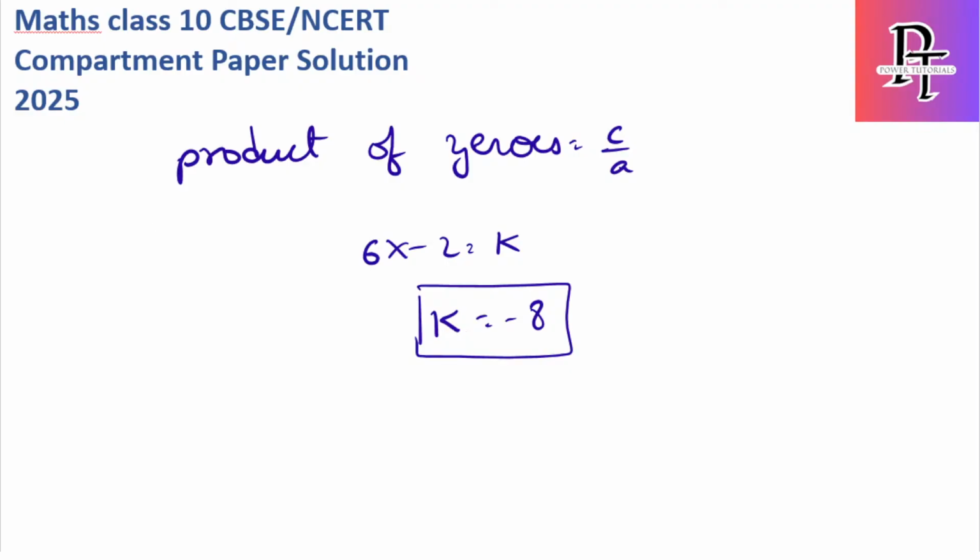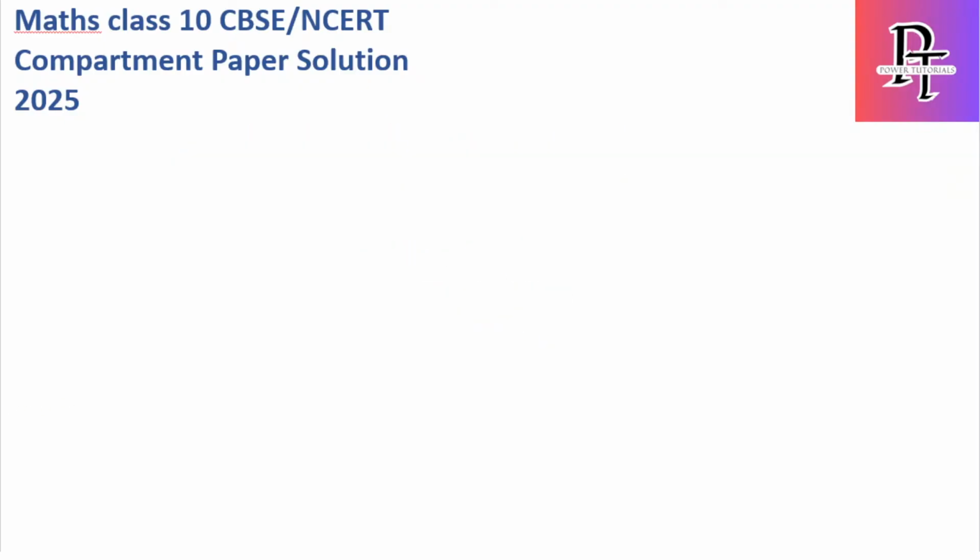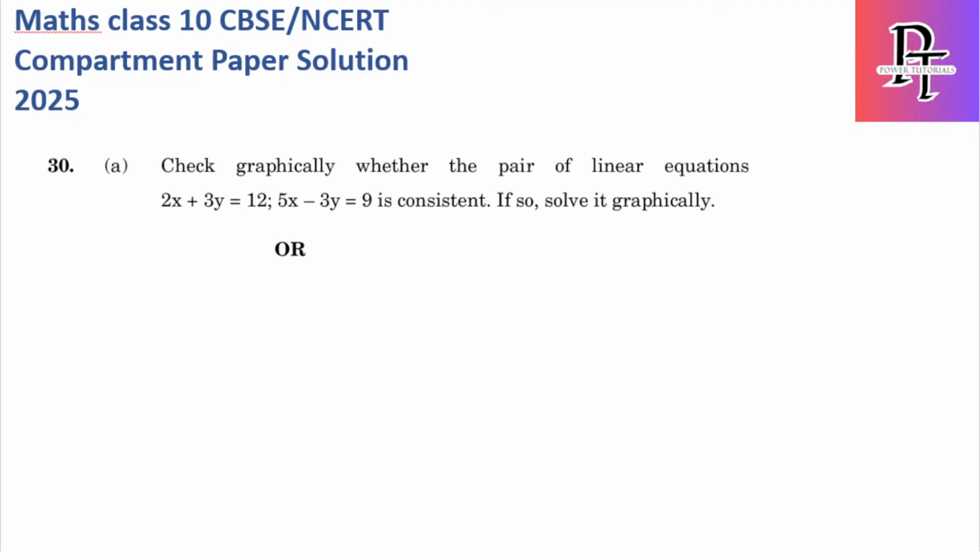Let's move to the next one. Okay, before that, one more calculation: 6 times 2 is 12, not minus 8. Sorry for the confusion. Okay, let's move to the next one.